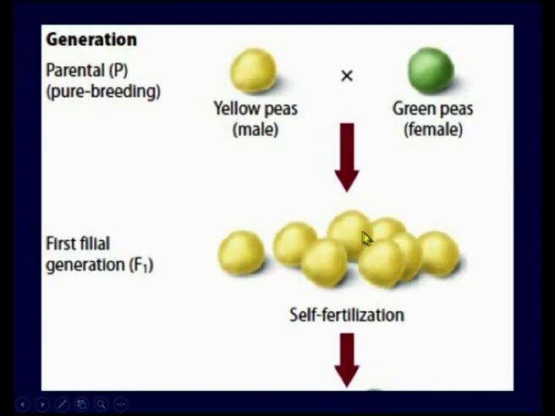Dear students, do we mean to say that the green color nature is not there in these plants? It is there, but the green color is hidden, it is not shown, it is concealed. So what is happening here? Only yellow color is expressing itself here.